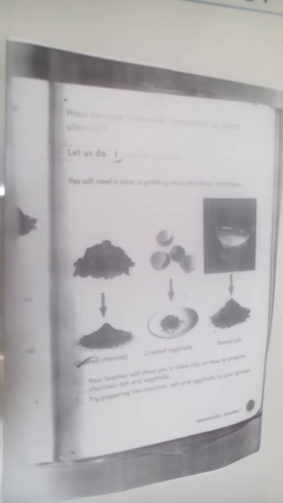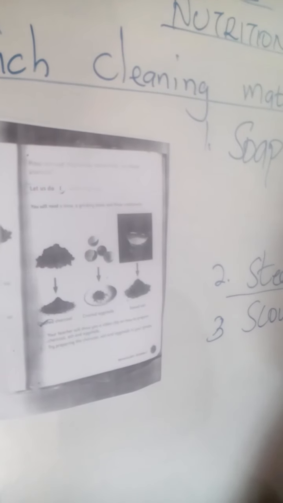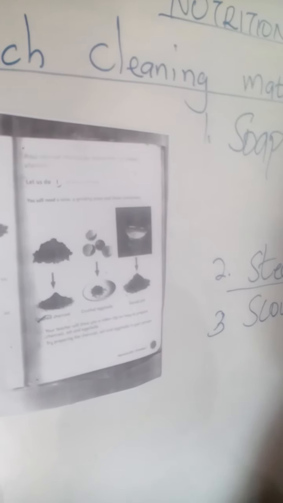Then we also have eggshells. After you have cooked eggs, don't throw their shells, because we want the eggshells. We will again crush the eggshells. You can use your hand, or you use a smashing object to crush it into a fine powder. After crushing into a fine powder, we use it together again with a clean material in scrubbing utensils.